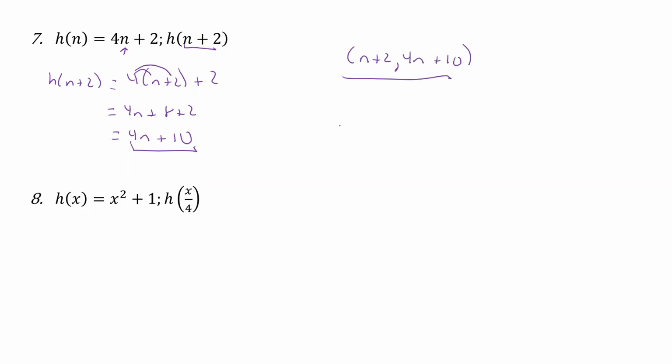So then it really depends on what your n is, what you get out for your actual value for your ordered pair. So if n was 1, you'd have 1 plus 2 is 3. And then if 1 here, it'd be 4 plus 10 is 14. So it'd be 3 comma 14.